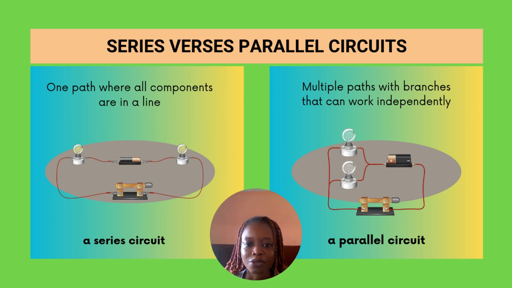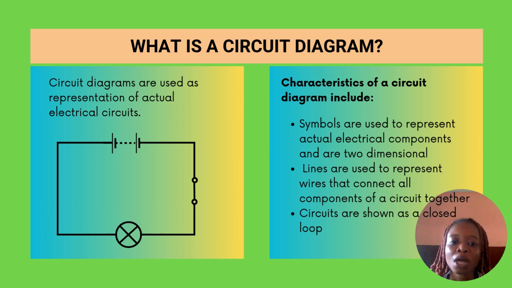So here is a diagram of your series and your parallel circuit so you can have a better view of what we are trying to say. As you can see in your series circuit, there is just one path where all components are following a single pathway, and in your parallel circuit you can see there are multiple paths with branches that can work independently if, peradventure, one fails. So you can see that on your screen.